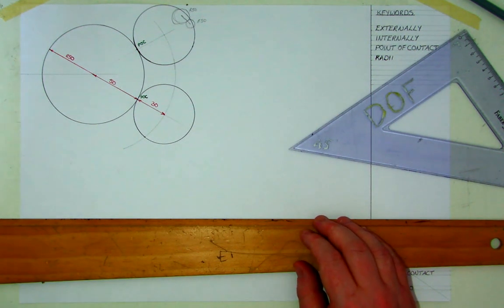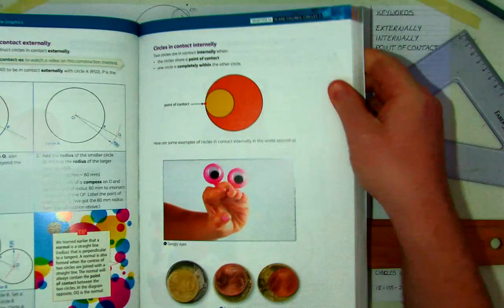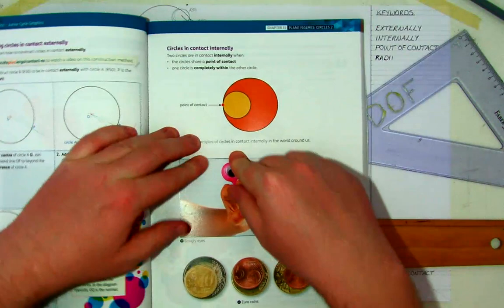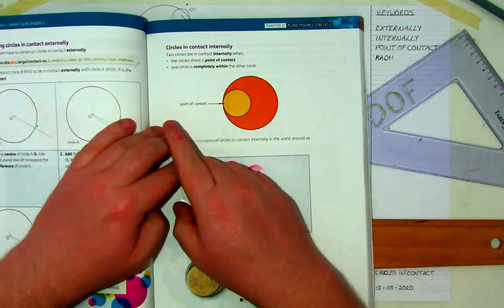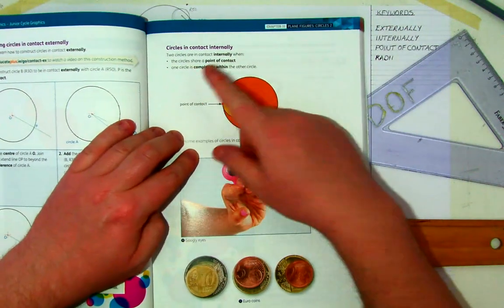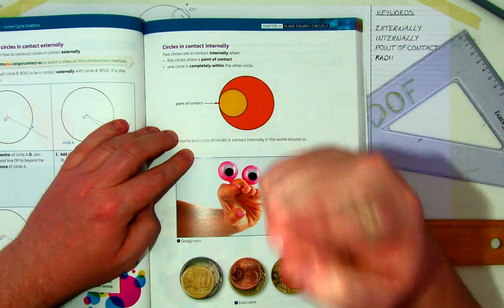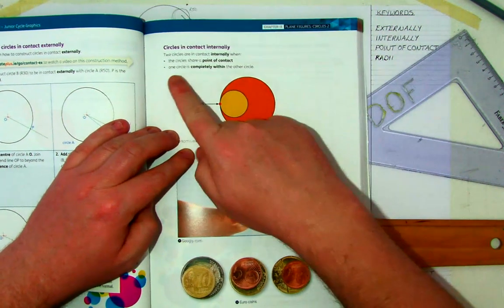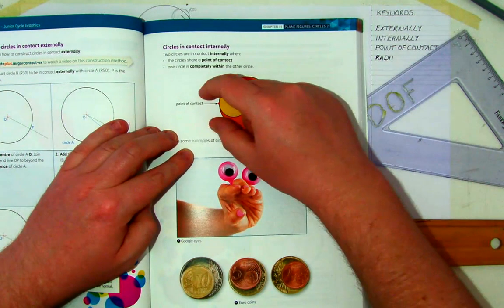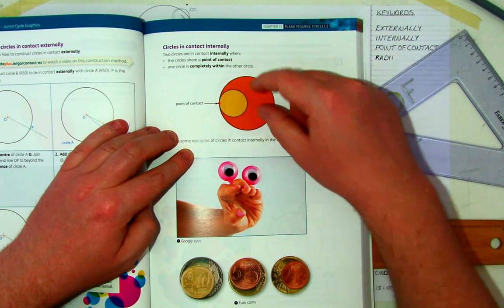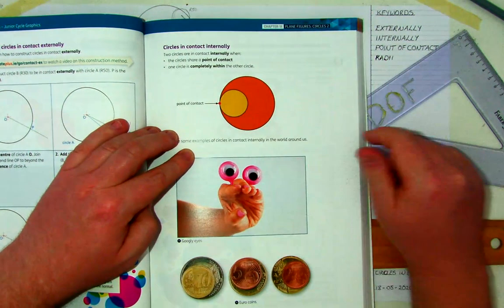Now we'll figure out what happens if they're touching internally. They've given some examples here. Two circles are in contact internally when the circles share one point of contact. So that's not crossing over, there's only one point of contact. And also, one circle is completely within the other circle. It can't be going outside it. You could move that to the centre, but it wouldn't follow the first rule. It has to have a point of contact with it.